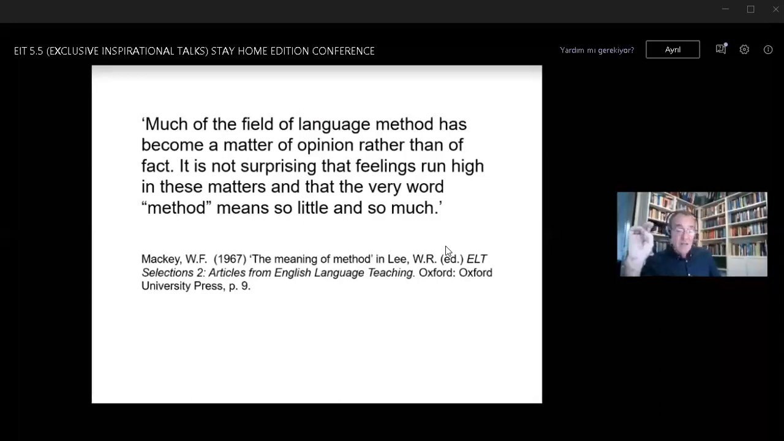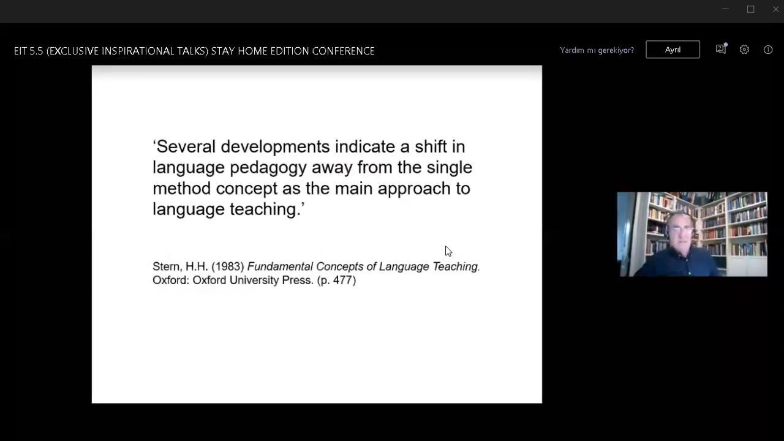So even way back in 1967, before most of you were born, people were getting hot and bothered by the notion of method. They were arguing about it because there's a sense that it was all about opinions rather than facts. And a little bit later, in 1983, H.H. Stern made the point that even then, several developments indicate a shift in language teaching pedagogy away from the single method concept as the main approach to language teaching. In other words, the idea of there being a single method was becoming questioned.